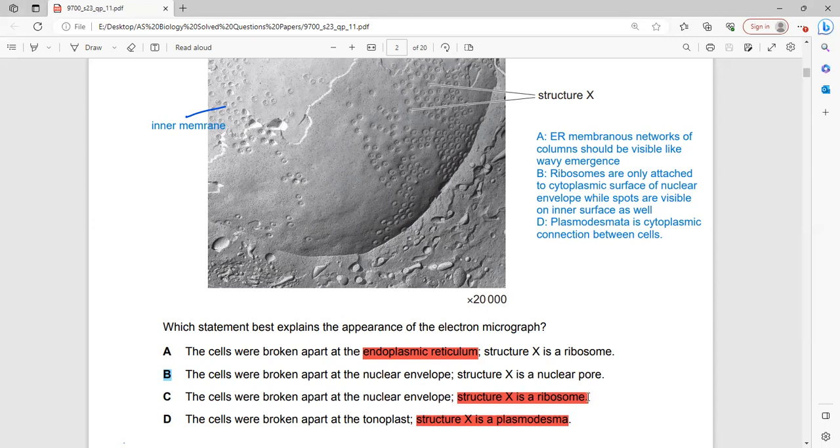Now, the cell was broken apart at the tonoplast, and structure X is a plasmodesmata. Plasmodesmata is basically a cytoplasmic connection between two cells. In this case, the cell wall should properly be visible, so these indications are not there. That's why option D is the wrong option.